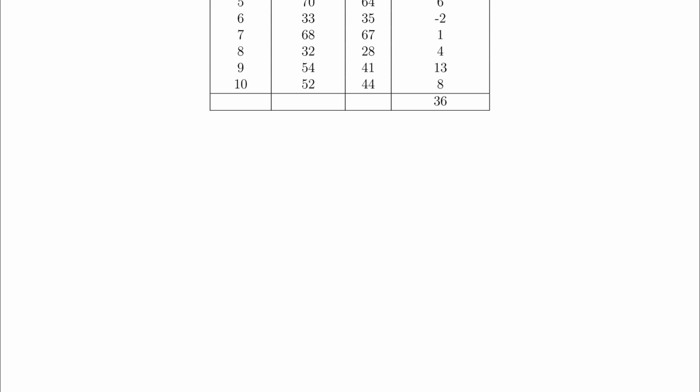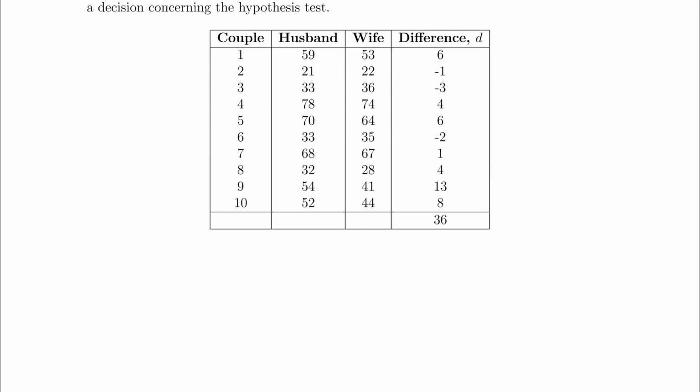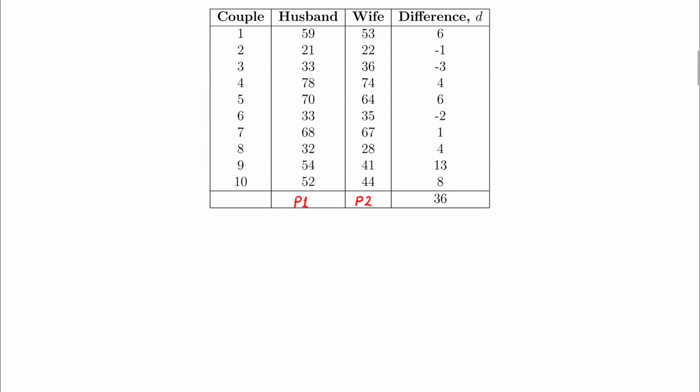We have 2 different populations. We have the males and the females, or the husbands and wives. So we can let the husbands be population 1, and the wives be population 2. So the means of the populations that we're comparing would be mu sub 1 and mu sub 2.